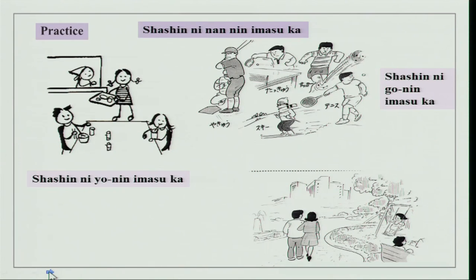Then we have another picture over here for you of this park, and kono shashin ni nan nin imasu ka? Well, kono shashin ni yonin imasu. And as we have a picture which has four people here, you can also answer, kono shashin mo yonin imasu. Is that all right? So, you can use mo also, you can use wa also, whichever you like.